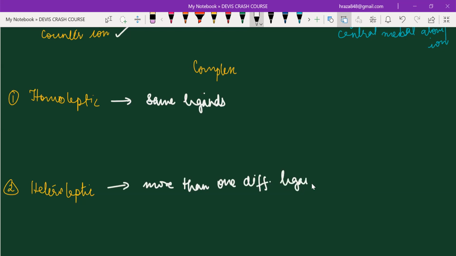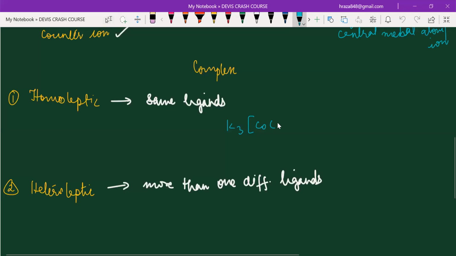I'm going to take an example. If you are going to write the example of this as K3[Co(CN)6], you can see only one type of ligand is there. Can you see the screen? So CN6, you can see only one type of ligand is there. That's why it is homoleptic.